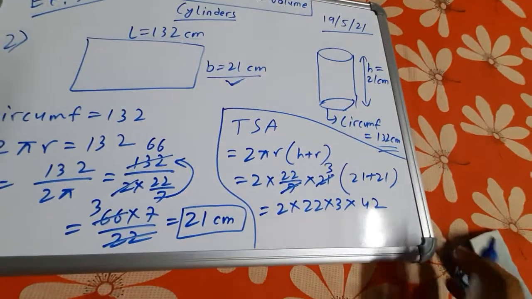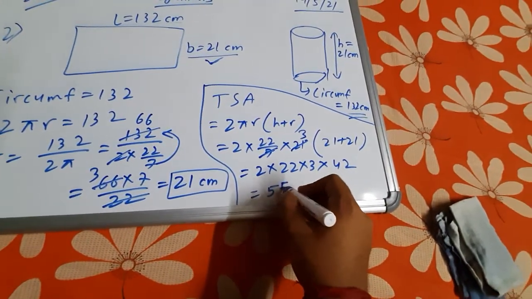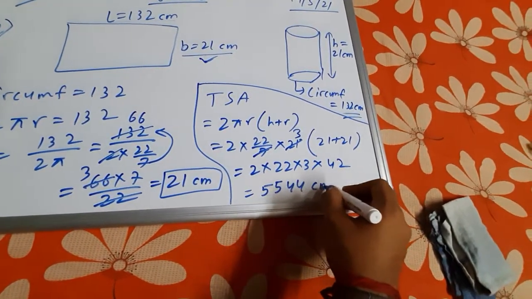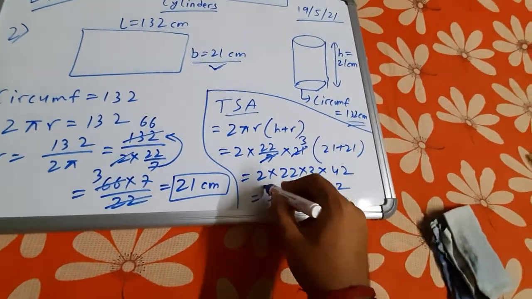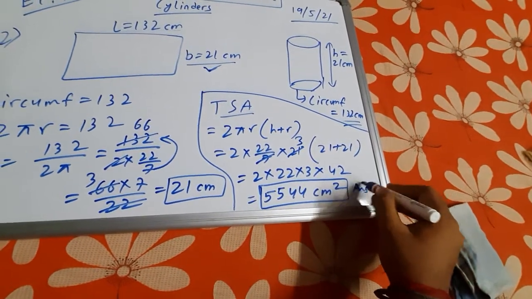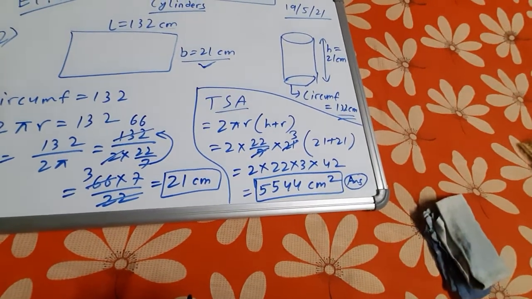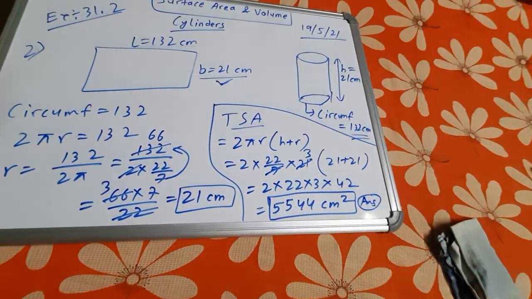Okay, so this one is coming as 5544 centimeter. Now this is an area. See, this is the total surface area, so it will be centimeter square. So this is our answer that we are requiring. Okay, we will be taking 1 or 2 more sums and then we will be ending up this video.